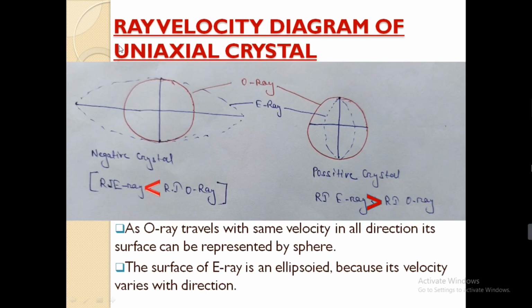Now we are going to discuss ray velocity diagram of uniaxial mineral. As O ray travels with same velocity in all directions, its surface can be represented by a sphere. The surface of E ray is an ellipsoid because the velocity varies with direction. So in this case, the refractive index of E ray is less than refractive index of O ray.